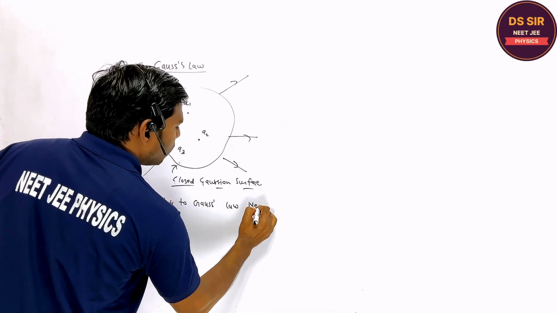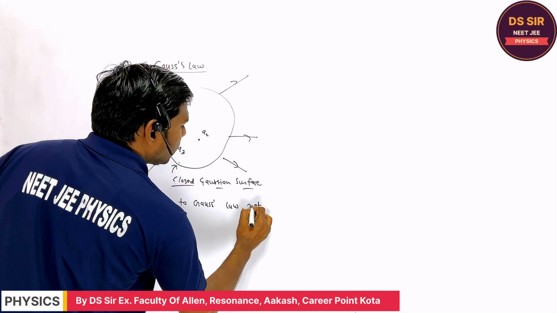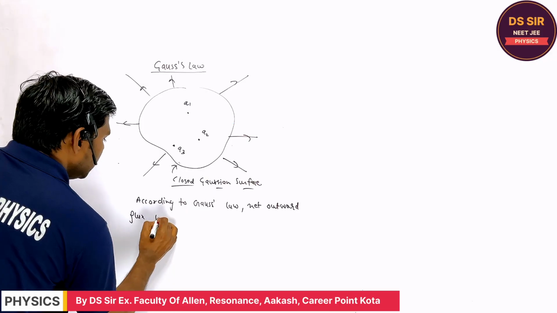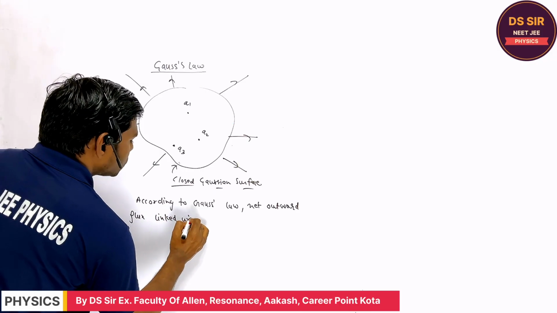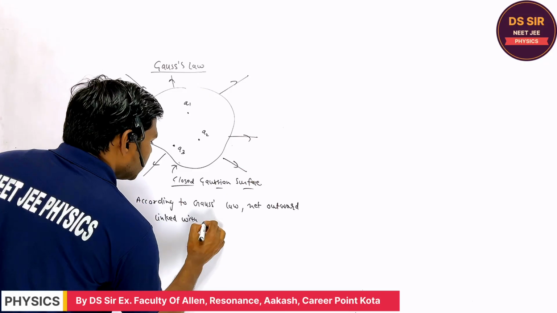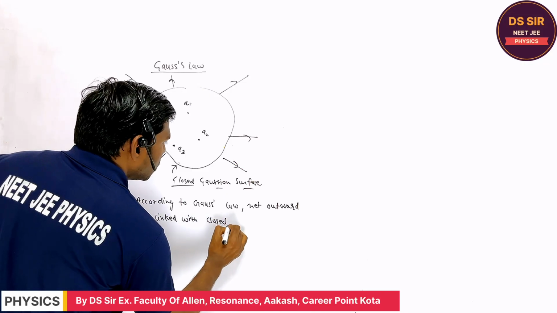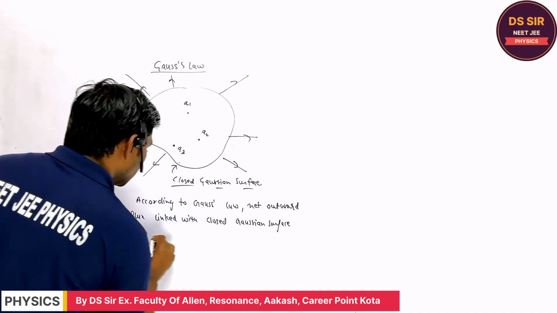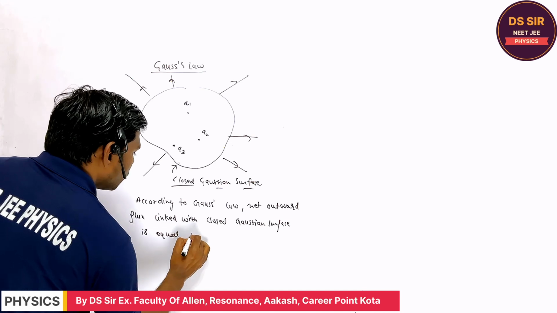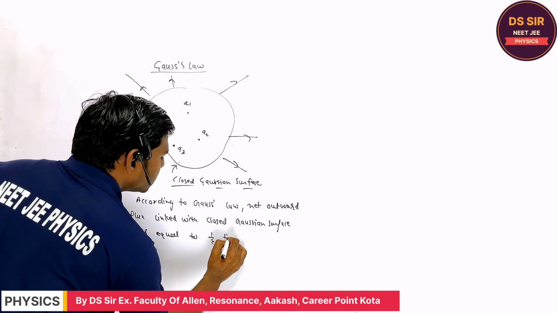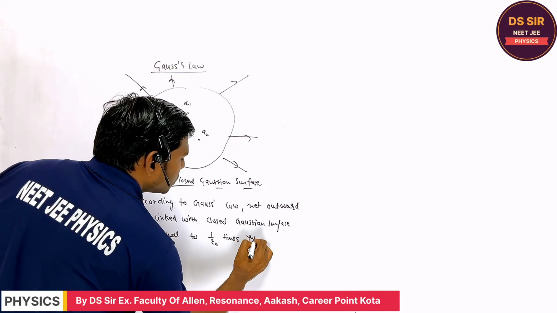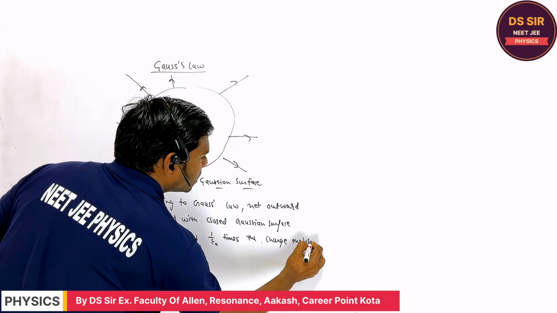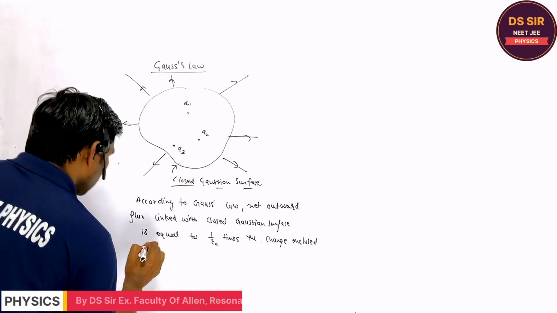the net outward flux linked with the closed Gaussian surface is equal to 1 upon epsilon naught times the charge enclosed in it. This is Gauss's law.